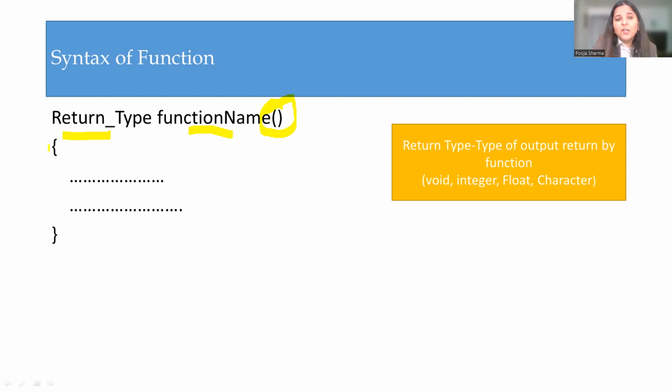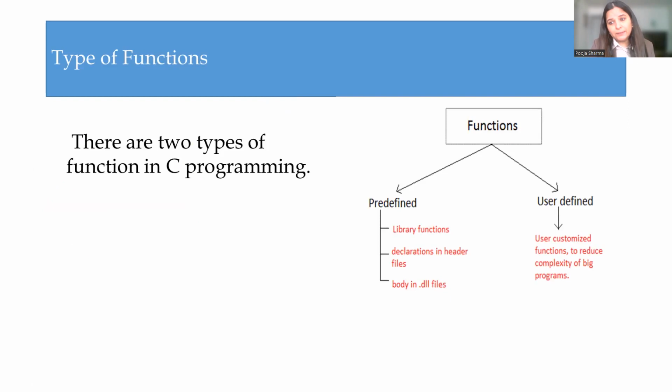And after that, you can write these set of steps. Within this, you can write. So this is the starting and this is the ending. And within that, you have to write the set of steps, right? So let's discuss what are the different types of functions that are there in programming, specifically in C programming. We have two types of function. First is predefined function and the second is user-defined function.